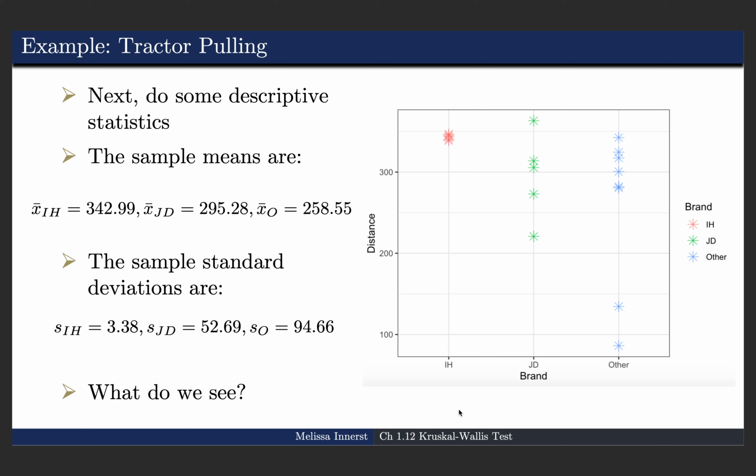And then you have, again, the sample standard deviations, 3, 52, and 94. Okay, so clearly, from what everyone can see from the graph, International Harvester seems to be doing the best, although overall, the winner of the competition looks like John Deere. But the International Harvesters did well, and their mean was much higher than the other two, and their standard deviation was much smaller than the other two.